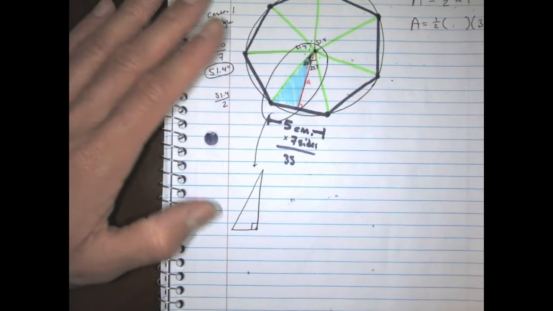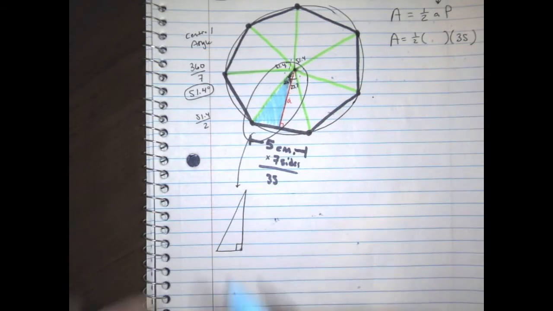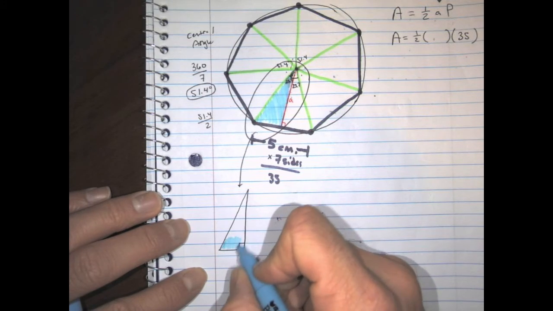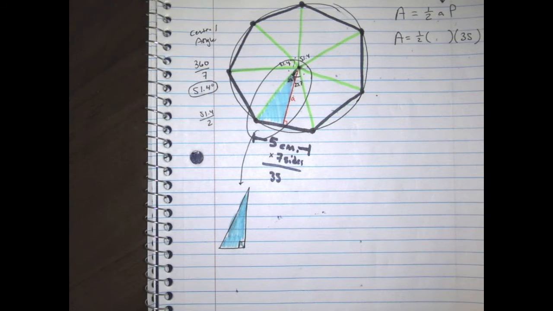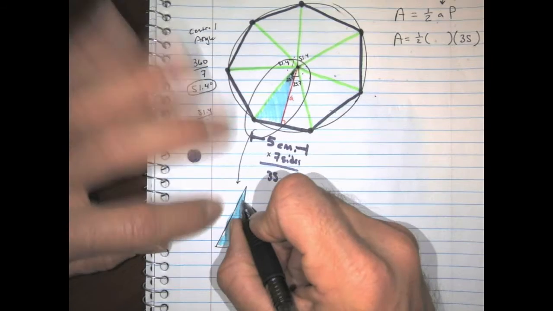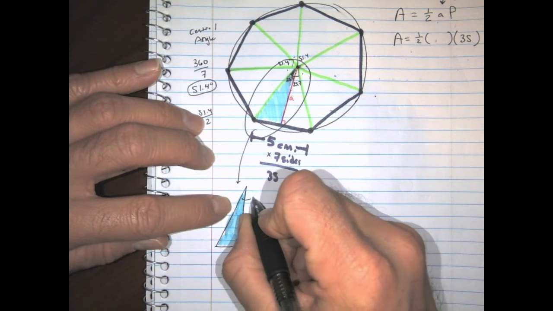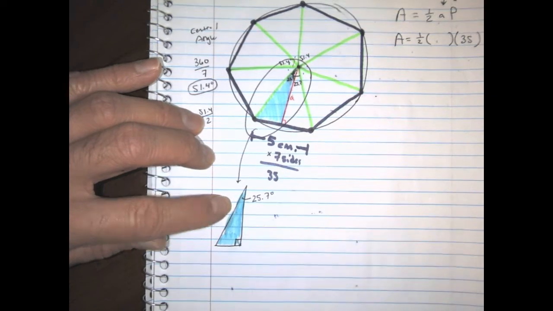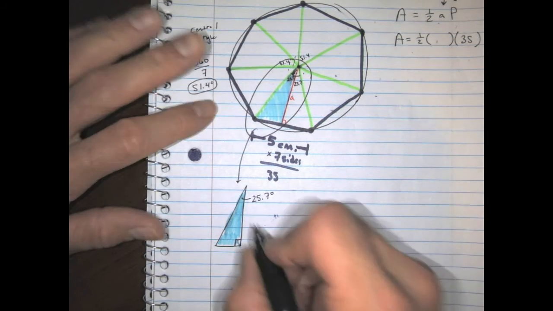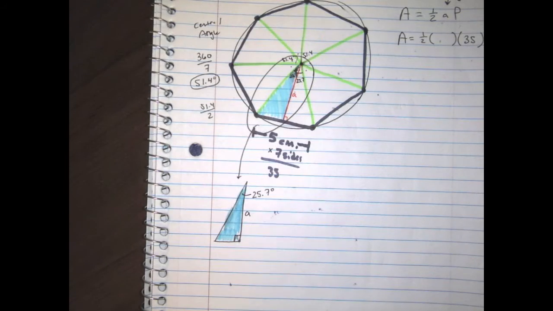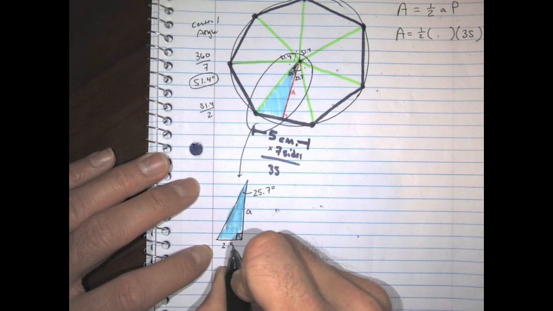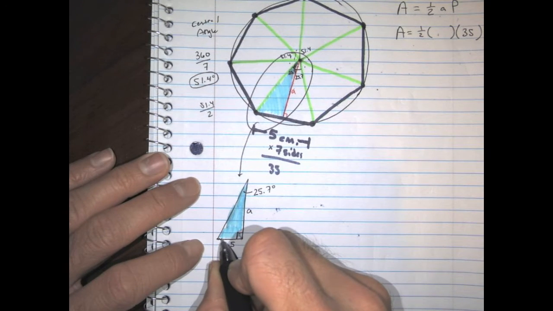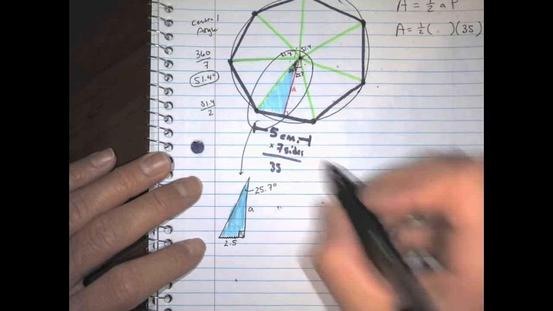Here's your right triangle. I'll even make it the same color. Here's your blue right triangle. Couple things we know about this blue right triangle. I know that this angle right here is 25.7 degrees. I'm trying to find the apothem, and this opposite side is 2.5. This opposite side has to be 2.5 because think about this.